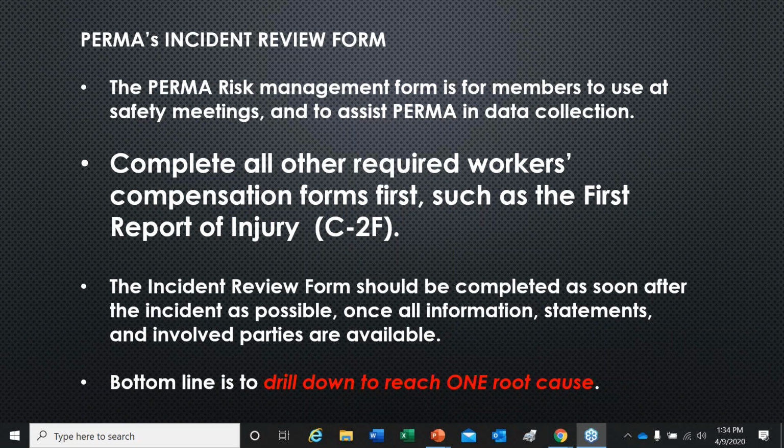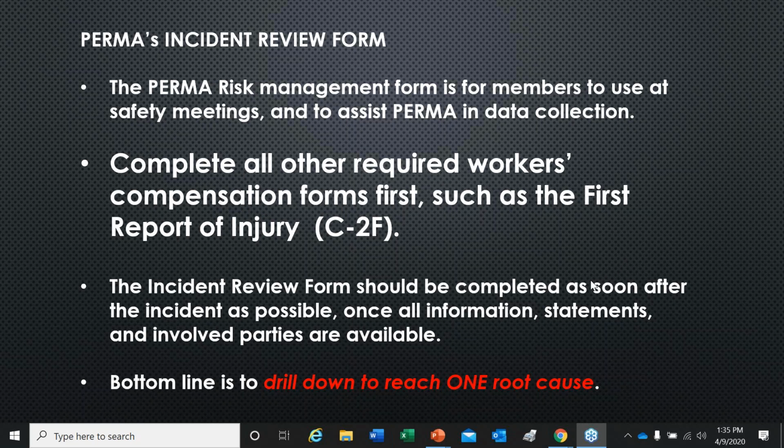But one thing I do want to make sure is this incident review form should never be the first thing you do. You should always do your C2F forms and make sure that all of your other workers' comp forms are done first. The incident review form would be done after that. But you should try to do it as soon as possible, once all your information, your statements, and your involved parties are available. Don't go to the guy's house or the hospital and try to find out exactly what happens if you have a person that's severely injured. Let them return back to work, but get as much data from witnesses and everyone else that you can.